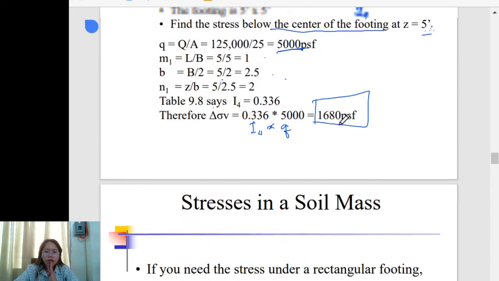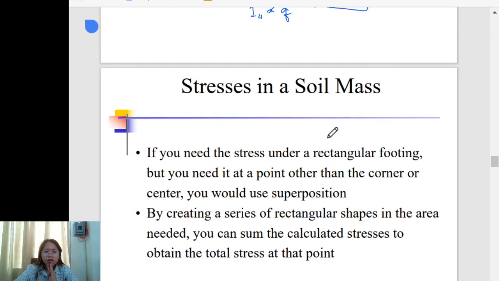For I4, stresses in soil mass. If you need this stress under a rectangular footing, but you need it at a point other than the corner or center, you would use superposition. By creating a series of rectangular shapes in the area needed, you can sum the calculated stress to obtain the total stress at that point.